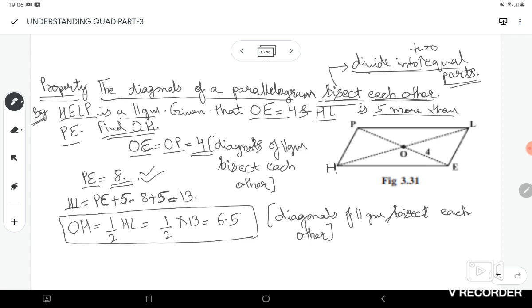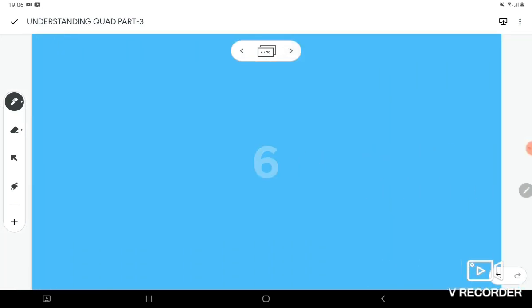And it's given that HL is 5 more than PE, so HL would be equal to PE plus 5. So HL comes out to be equal to 13. And we have to find OH. OH is half of HL. So OH equals half of HL, which comes out to be equal to 6.5. That is what we have to find.